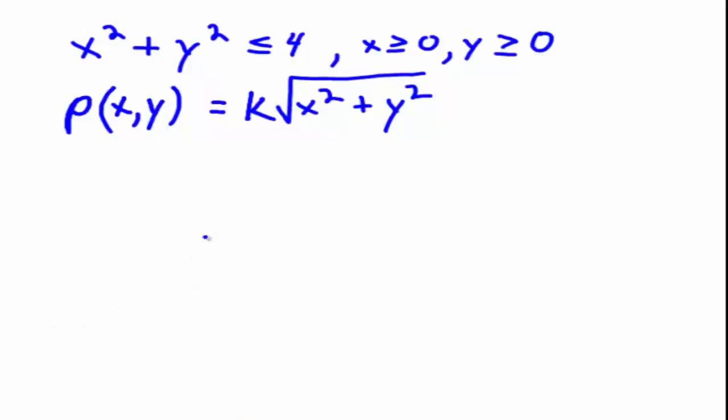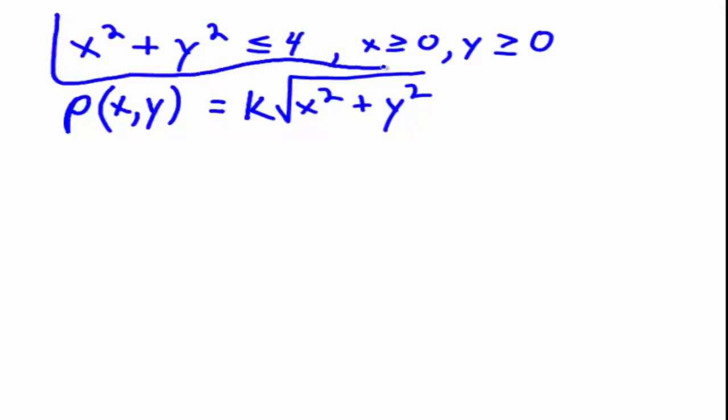Okay, in this problem, our lamina coincides with the quarter disk given by x squared plus y squared is less than or equal to 4, with x and y both greater than or equal to 0. Our density function, rho of x, y, is equal to k times the square root of x squared plus y squared. I know that because in the previous problem, I'm given that the density at any point in our lamina is proportional to its distance from the origin.